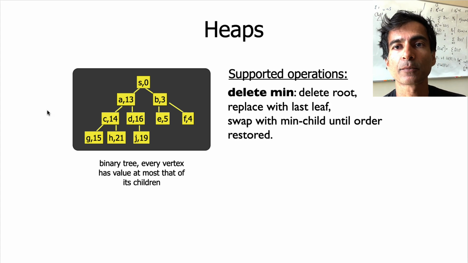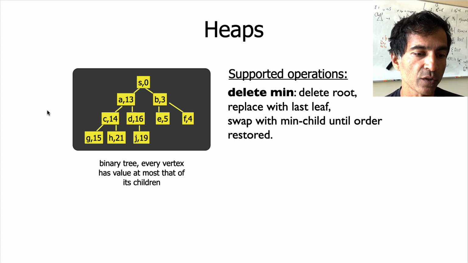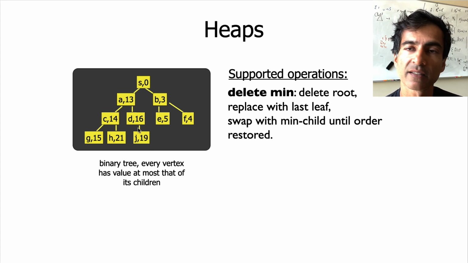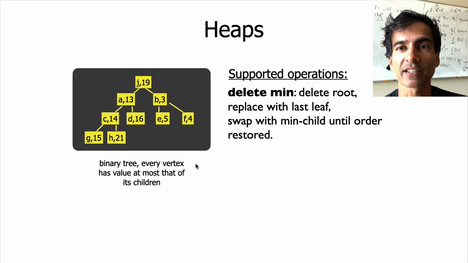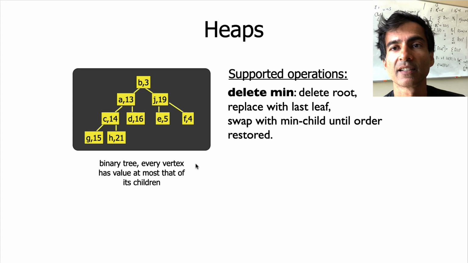The operations that the heap supports are, you can delete the minimum vertex from the heap while maintaining this invariant. And to do that, you just replace the root with the last node, like so. This now violates the invariant that every vertex has a value that's less than or equal to its children. But you can now swap this vertex with the smaller child repeatedly until this property is restored.